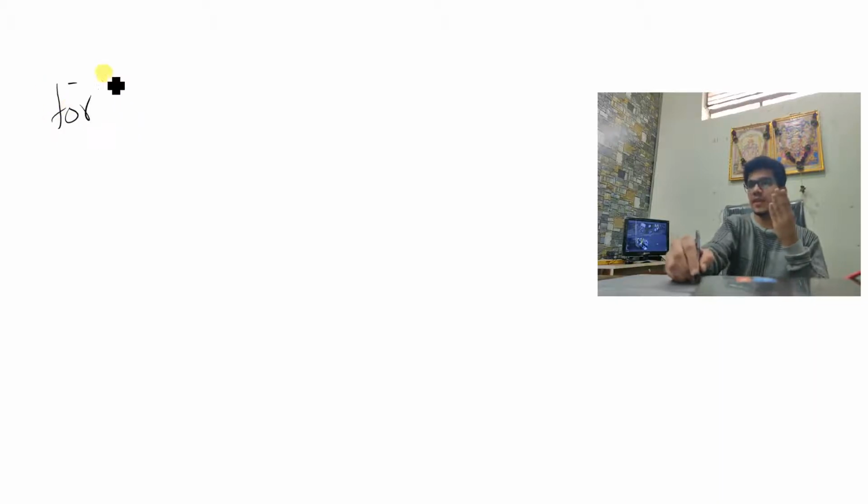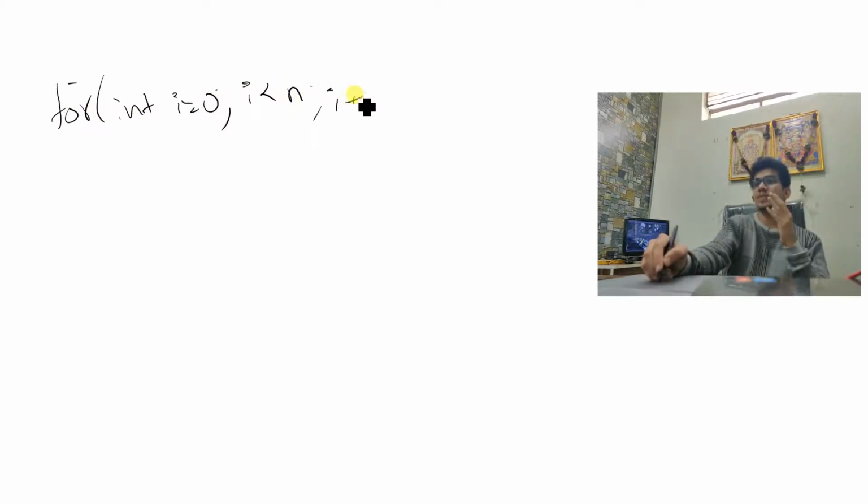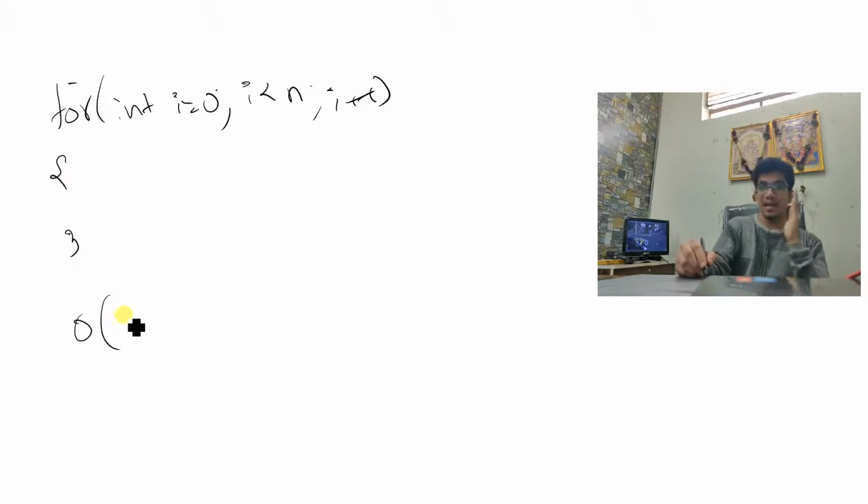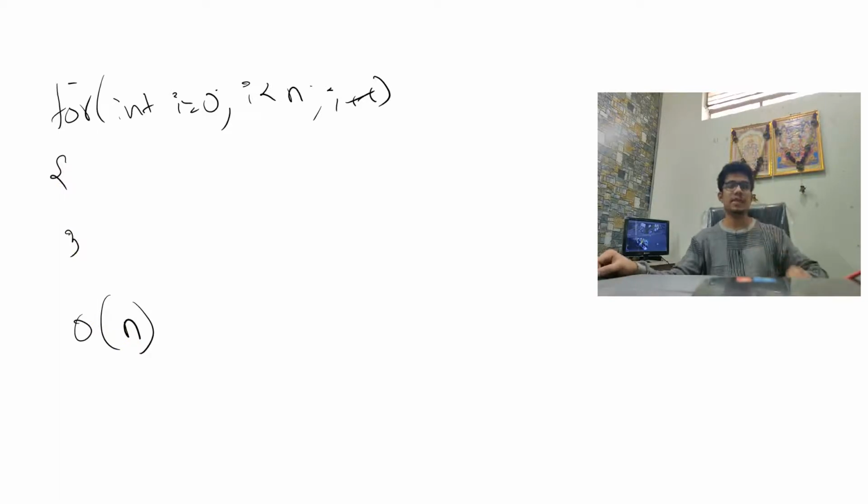If I write a for loop, int i is equal to 0, i is less than n, i plus plus, and there is some statement. What is the time complexity here? Time complexity is order of n, right? Order of n. Now what does it mean? It means that when your n value changes, the time complexity also will change.